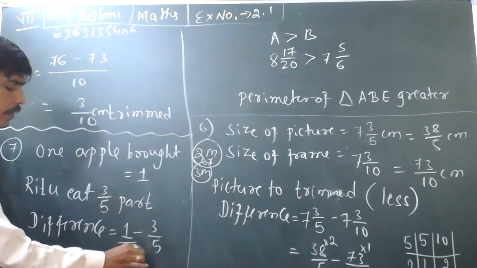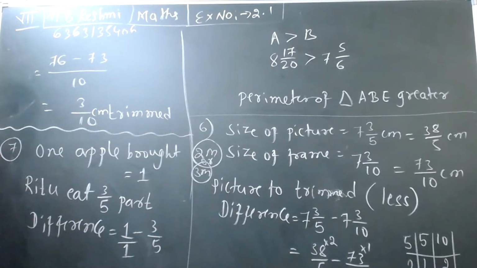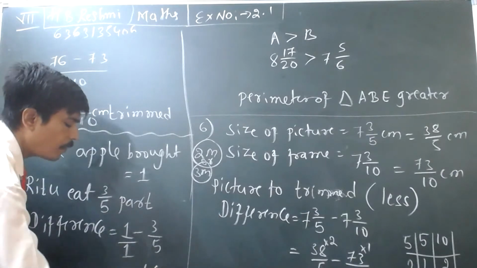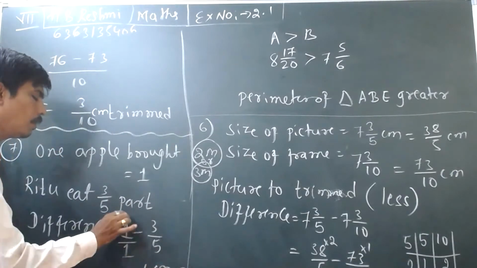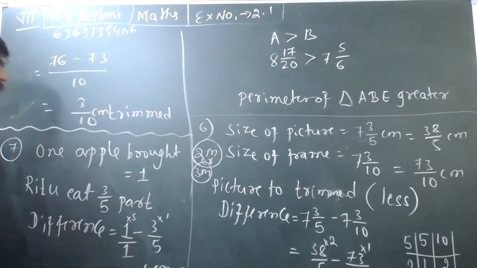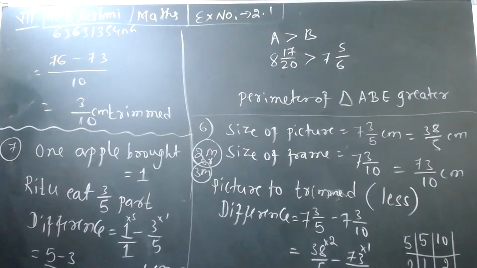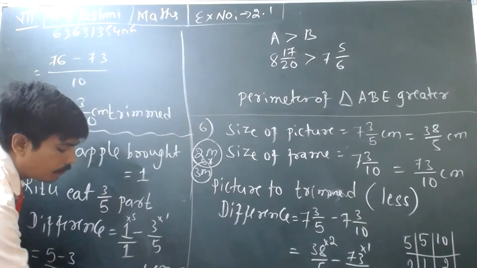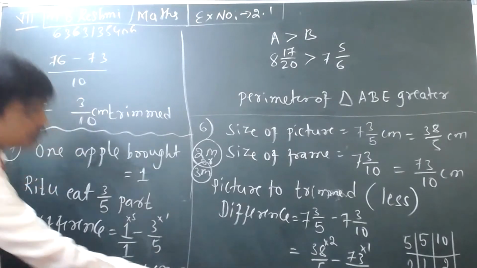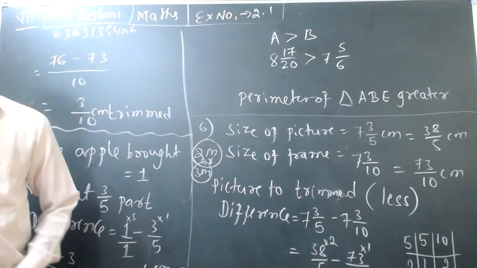And as you know, if I write 1, the denominator 1 is nothing, so it will be 1. LCM will be 5. 5 and it is with 1, and if you simplify, what will be your answer? 5 minus 3 upon 5, the answer is 2 by 5, the remaining part. She ate 3 by 5. After eating 3 by 5, 2 by 5 is remaining.